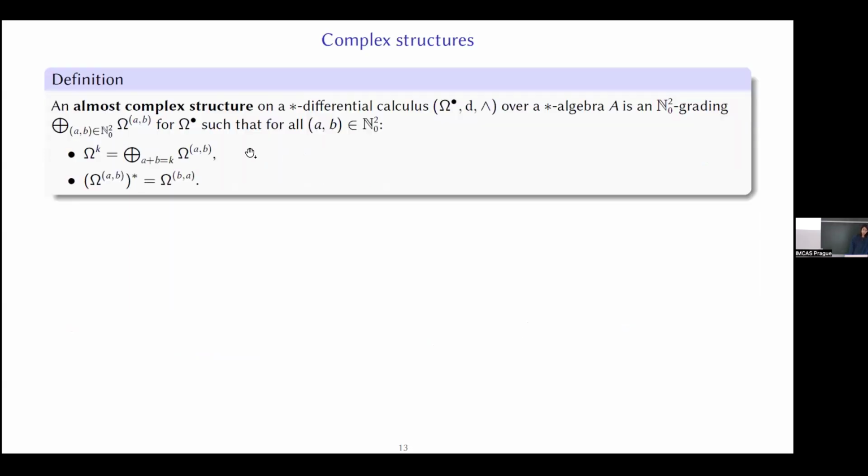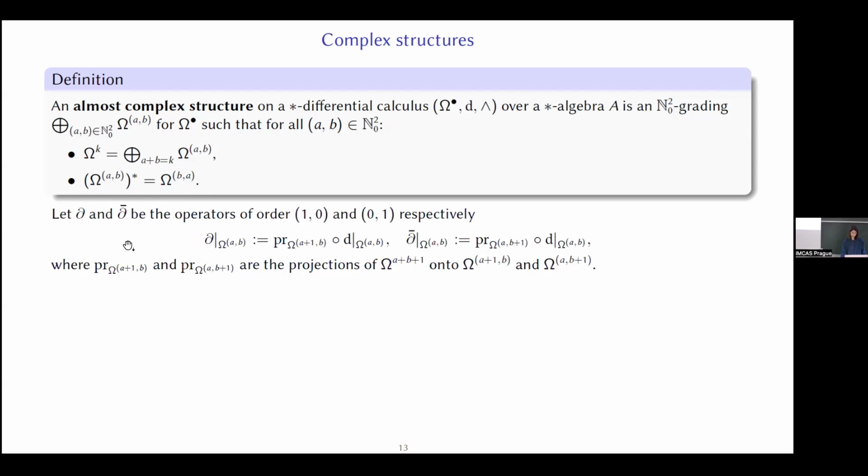Now, the definition of an almost complex structure for a star differential calculus (Ω•, d, ∧) is having an N0² grading for Ω•. So you can write Ω• as the direct sum over all (a,b) in N0² of Ω^(a,b). And you have to have that the k-forms are the direct sum of all the forms in Ω^(a,b) such that a plus b is k, and that the star of an (a,b)-form is a (b,a)-form.